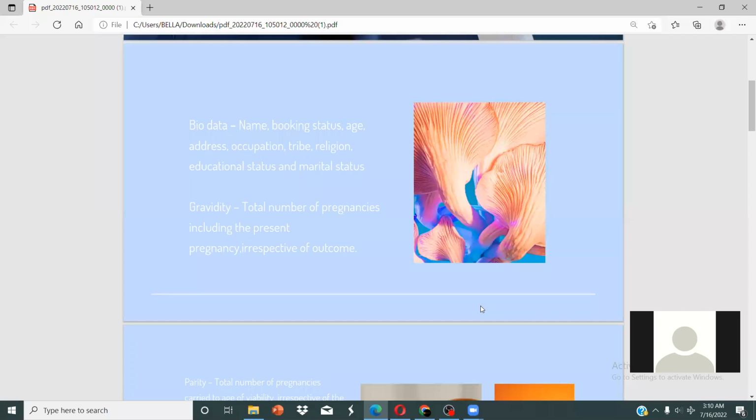Now, gravidity means total number of pregnancies.